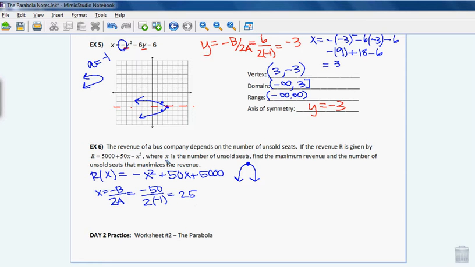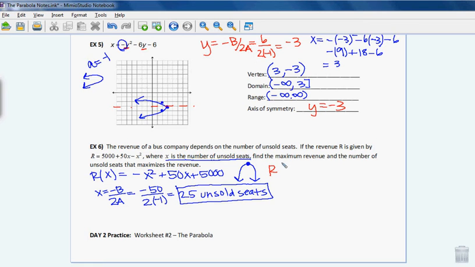Okay, it says X is the number of unsold seats, and we need to find the maximum revenue and the number of unsold seats. This is my maximum, so 25 unsold seats. So there's my X. And now in order to figure out what my revenue is, it depends on my X. So I'm going to plug that in.